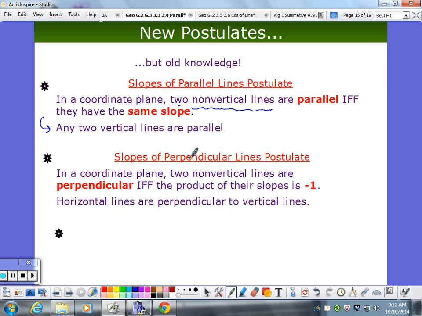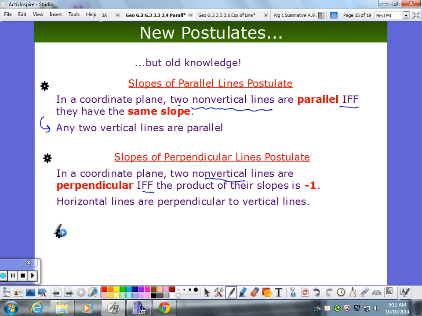Perpendicular lines: two non-vertical lines, again non-vertical, are perpendicular if and only if, and this is also an if and only if, these are bidirectional, the product of their slopes is -1. And then we're pulling out the vertical line case because it doesn't have a slope. So if you have a vertical line and a horizontal line, they are considered perpendicular. So you don't compare slopes, you just say because they are horizontal and vertical, they are.